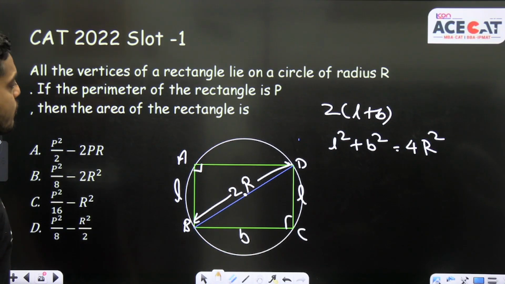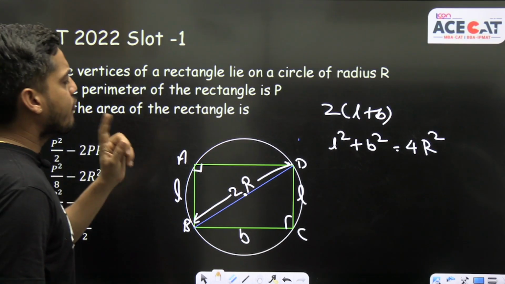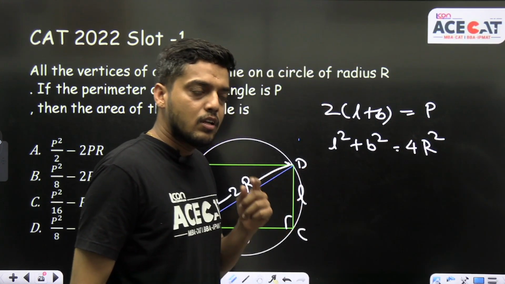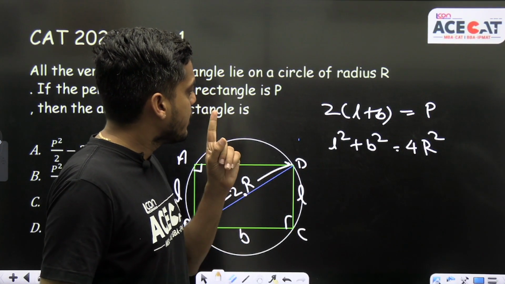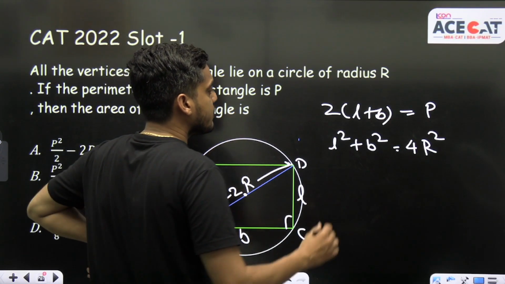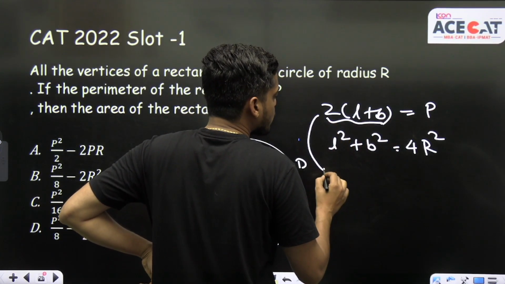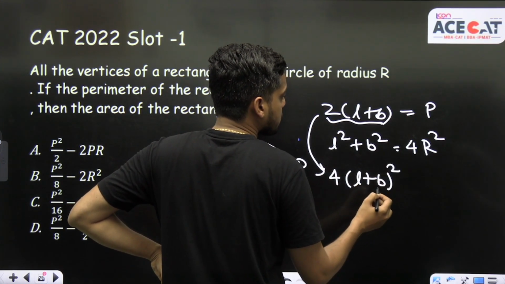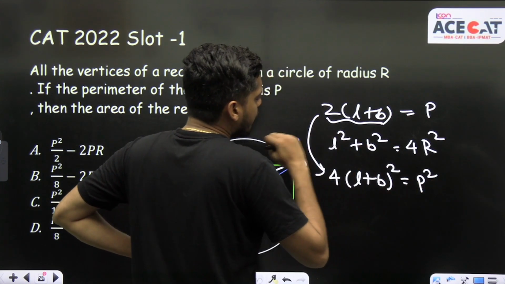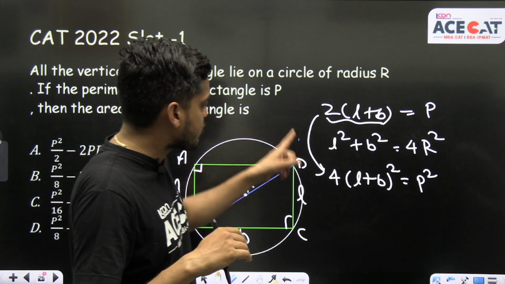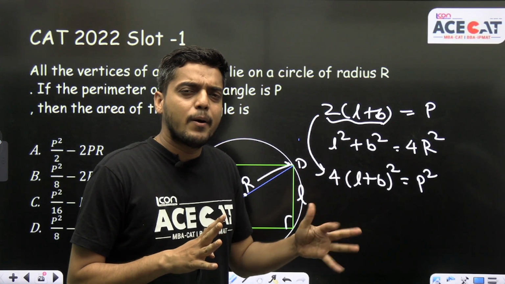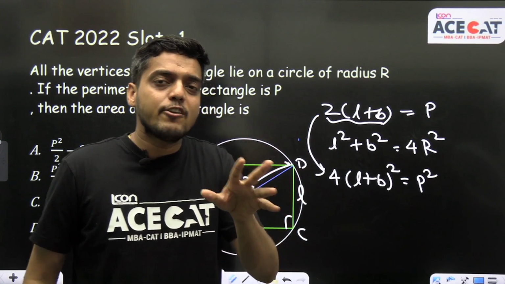The perimeter is given as P, and I need to find out the area. If I take the whole square here, it will become 4 into (L plus B) whole square, which must be equal to P square. Sir, how will it strike us that we should take the whole square here? Because I know that if I do (L plus B) whole square, I will have L square plus B square plus 2LB, where L into B will be the area of the rectangle.